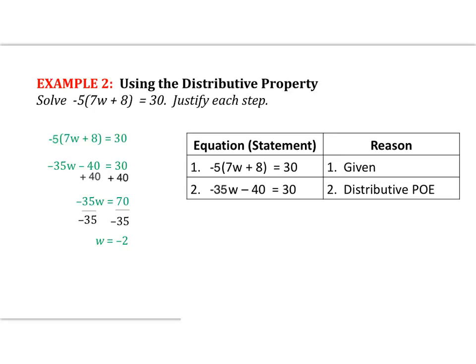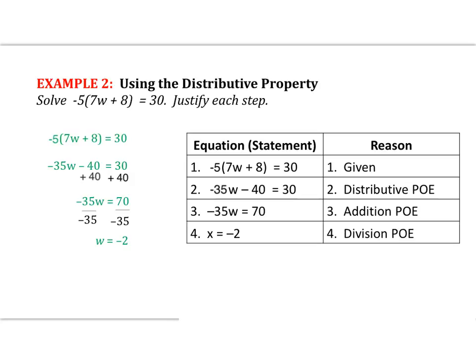Second, we distributed that negative 5, resulting in negative 35w minus 40 equals 30. So you've got your distributive property as our reason. Next, you have negative 35w equals 70. How do we get that? By adding 40 on both sides, so we used our addition property of equality.